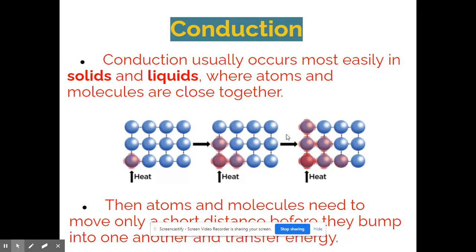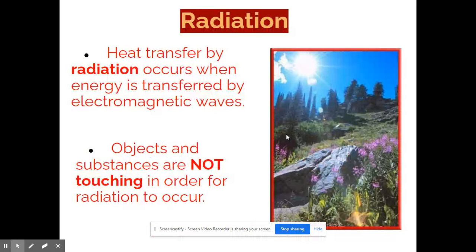Conduction usually occurs most easily in solids and liquids where atoms and molecules are close together. Then atoms and molecules need to move only a short distance before they bump into one another and transfer energy. So the closer they are together, the faster the energy is transferred.